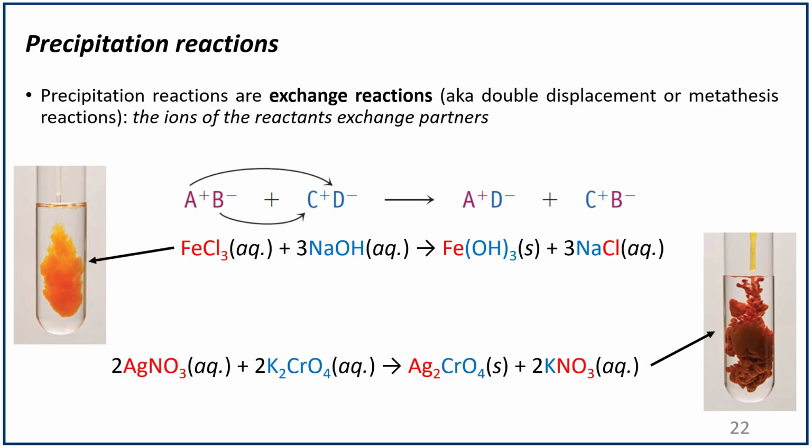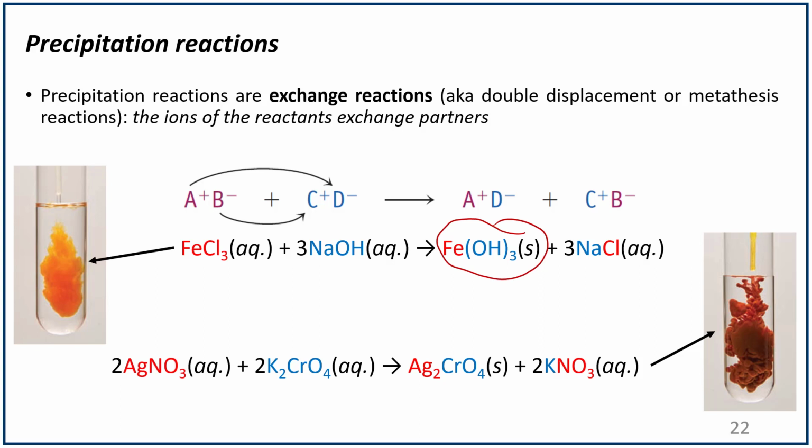Basically, it's simple to write precipitation reactions. If you have a compound AB, such as this one, where A+ is the cation and B- is the anion, when it reacts with CD, they basically trade partners. So here A becomes partnered with the anion D, and then the anion B gets partnered with the cation C+. Now again, for precipitation reactions, however, you must have this insoluble salt.